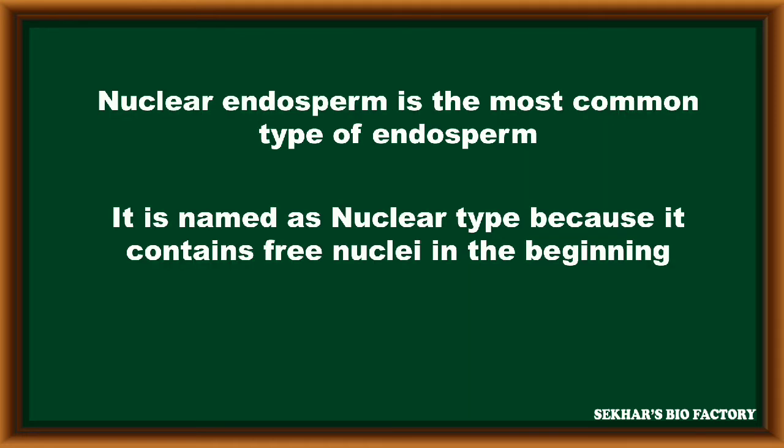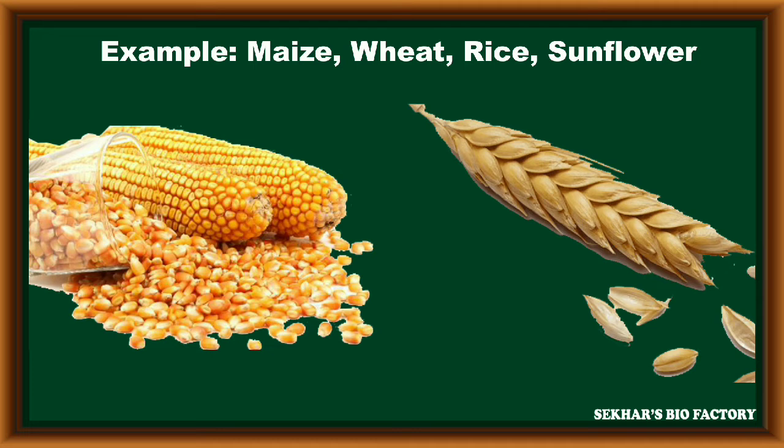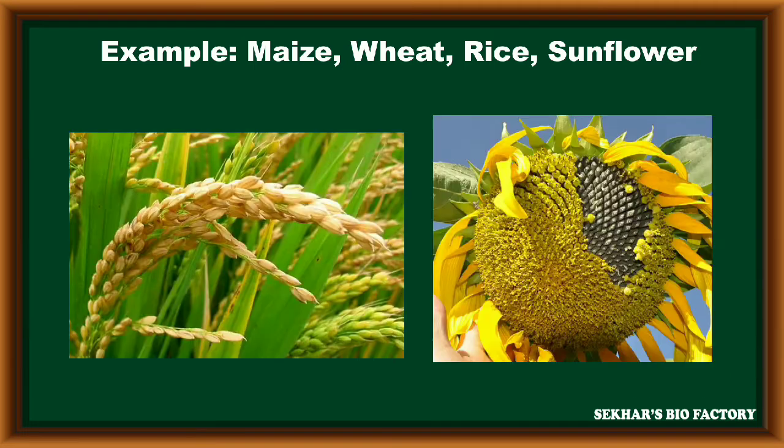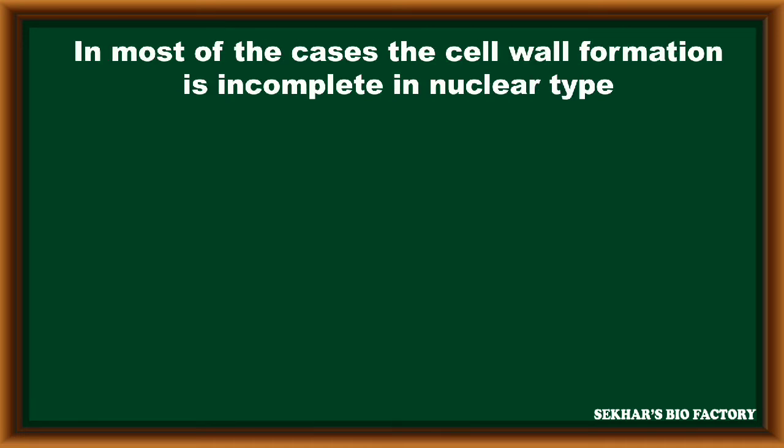The nuclear endosperm is the most common type of endosperm present in most angiosperms, and it is named so because initially, at the beginning, it contains free nuclei. Examples for this: maize, wheat, rice, and sunflower are the best examples for nuclear endosperm type. In most cases, the cell wall formation around the nuclei is incomplete.